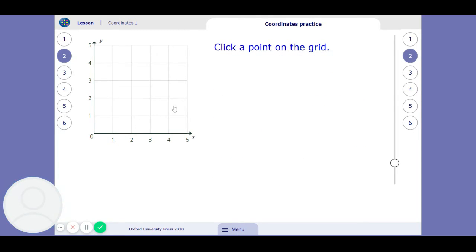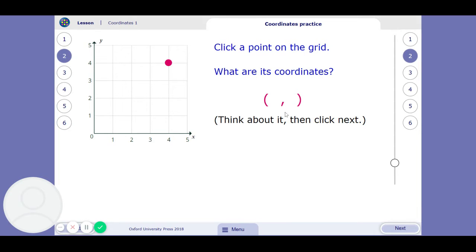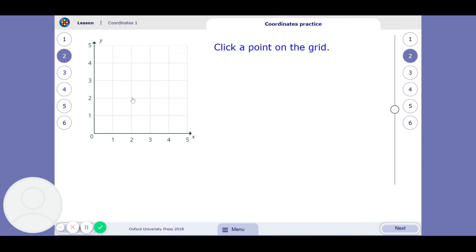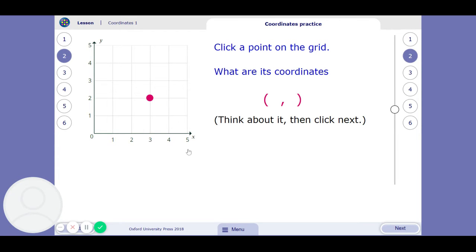So if we click on a point on the grid, if we click up here, what's the coordinates? So I picked a fairly easy one, 4, 4. So let's hope we're right. Yeah. So let's try another one, and I'll pick something slightly different. So now the numbers are different. We've got to think which one comes first. Now, how to remember which one comes first is x comes before y in the alphabet. So how far across the x goes first. So it's going to be 3 and then 2.